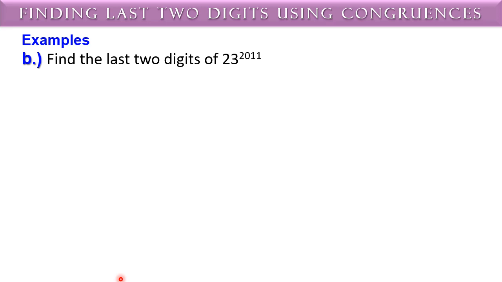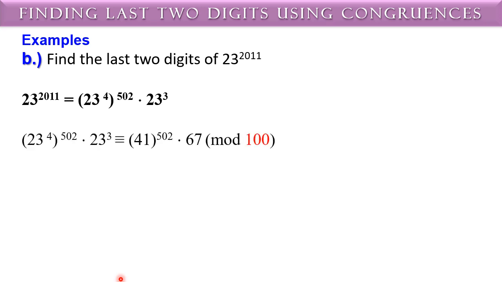Since the remainder whose ones digit is 1 appeared in 23 raised to 4, we need to express 23 raised to 2011 in which we have 23 raised to 4. Thus, we have 23 raised to 2011 is equal to 23 raised to 4 raised to 502 times 23 raised to 3. Applying the properties of congruences, we have 23 raised to 4 raised to 502 times 23 raised to 3 is congruent to 41 raised to 502 times 67 modulo 100.